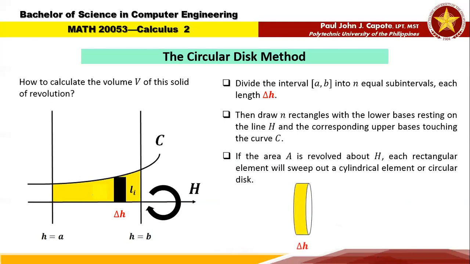Each disk has length delta h and a radius l sub i. Now the length of each rectangle is a variable l sub i, since its length changes across the closed interval a to b. And the width of each rectangle is a variable delta h, since its width changes depending on the number of rectangles to be drawn inside the bounded region.